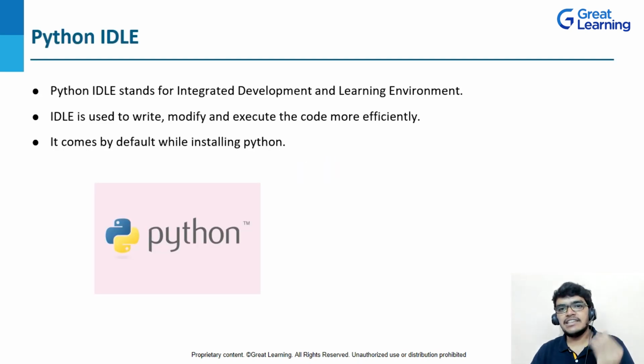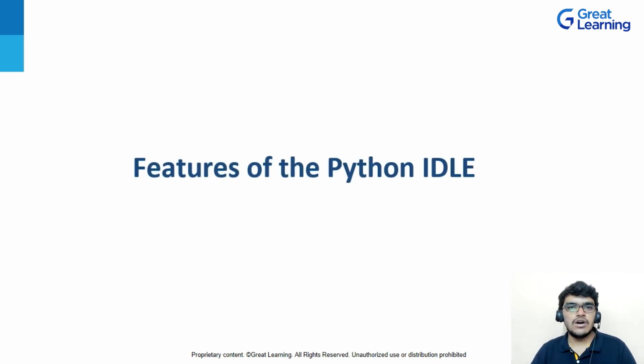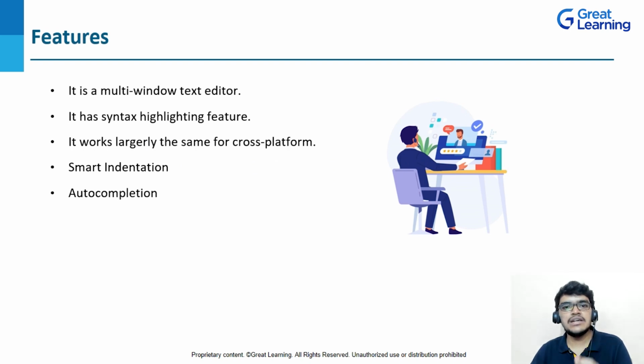So as we know, Python IDLE stands for Integrated Development and Learning Environment, and IDLE is used to write, modify, and execute the code more efficiently. And also Python IDLE comes by default while installing Python. So now let's see the features of Python IDLE. Python IDLE is a multi-window text editor. Along with that, it has a syntax highlighting feature, right? And it works mostly the same across platforms such as Windows, Linux, and macOS.